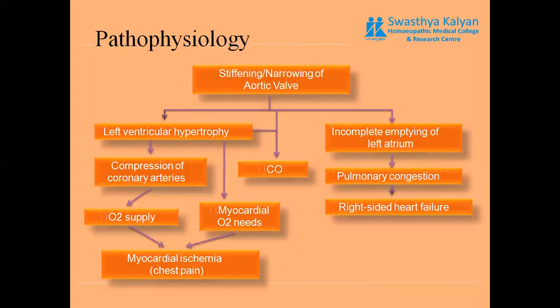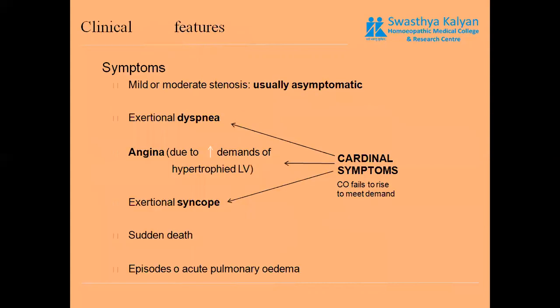So now we can see stiffening and narrowing of the aortic valve first of all leads to left ventricular hypertrophy. Compression of coronary arteries might also be seen, which will reduce oxygen supply, and myocardial ischemia may be present. Whereas incomplete emptying of the left atrium will lead to pulmonary congestion and eventually right-sided heart failure.